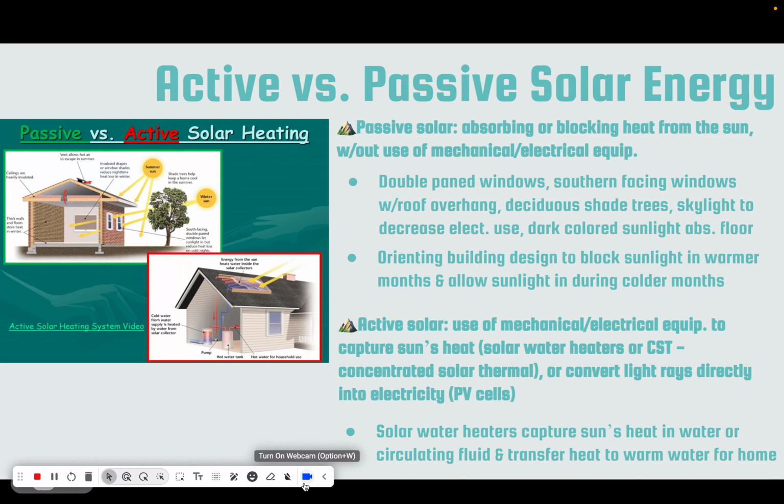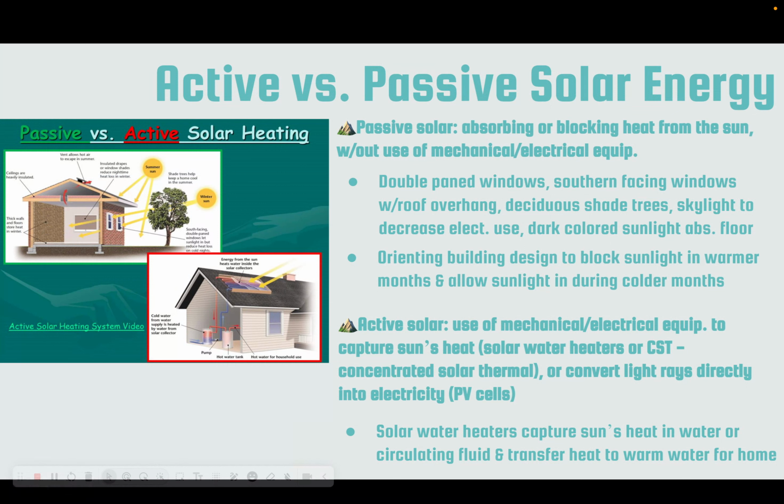Okay, and then let me hide my picture there as we're talking about active solar energy. That would be using mechanical or electrical equipment to capture the sun's light, which is then converted into heat. So having solar water heaters or a concentrated solar thermal system, we'll talk about that. Or converting light rays directly into electricity with the use of PV cells, or photovoltaic cells. These are all examples of active solar energy.